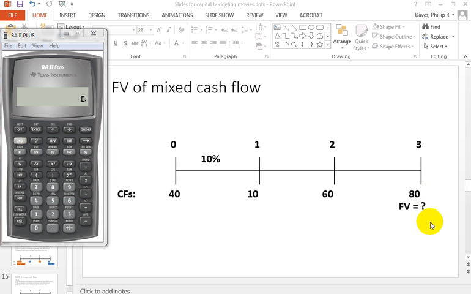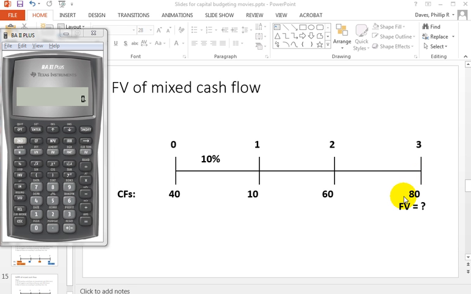end of year 3. Now we could, if we wanted to, take the future value of 40 and add it to the future value of 10 and the future value of 60 and then add it to the 80. The 40 would be compounded 1, 2, 3 periods. The 10 would be compounded 1, 2 periods, and the 60 would be compounded 1 period. But let's do it all in two steps.